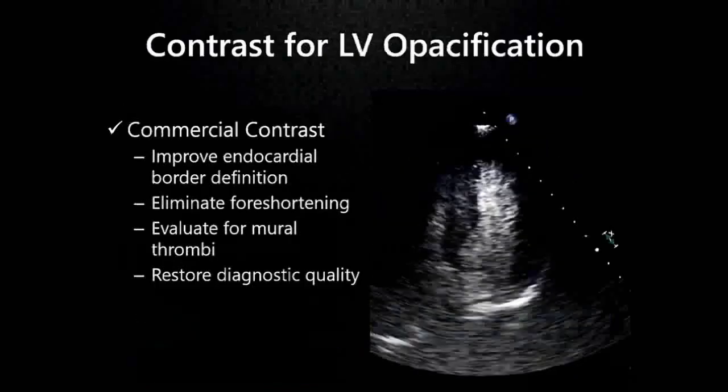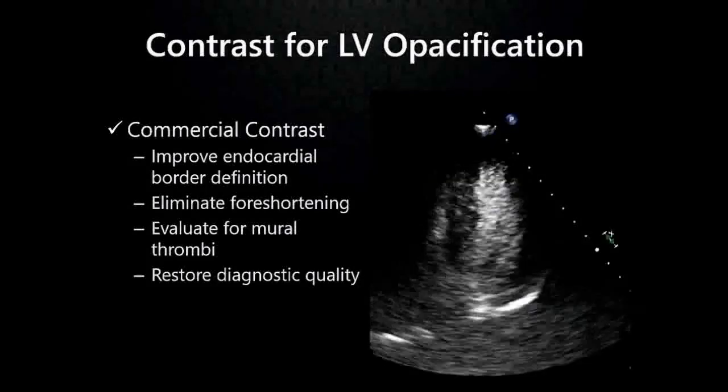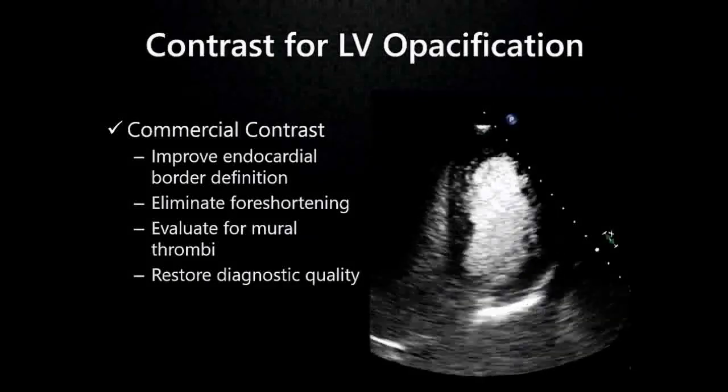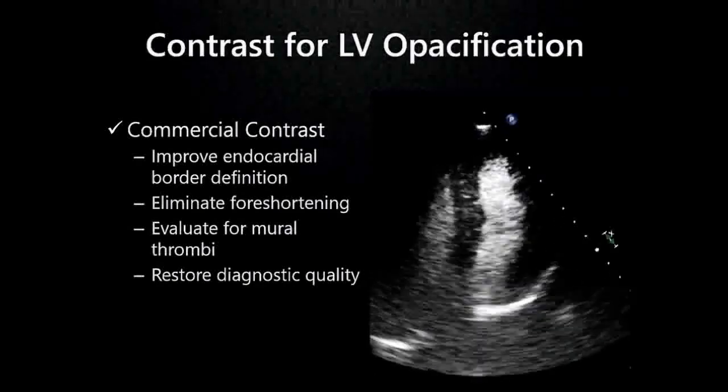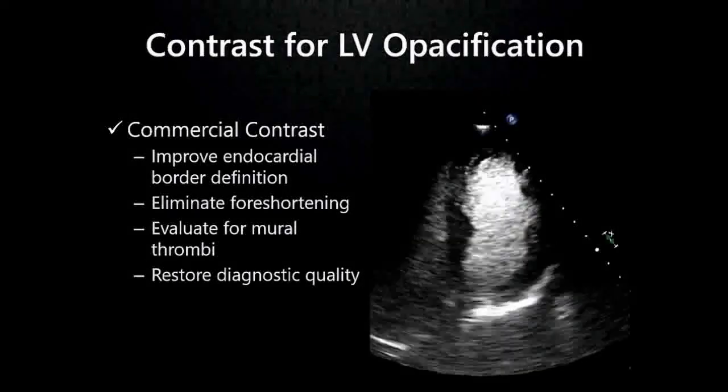Contrast. So there's going to be a separate talk on contrast and the application of it, but I feel like it has an appropriate role in the normal echocardiogram because it restores the diagnostic accuracy of non-diagnostic studies. So it improves endocardial border definition by LV opacification. It helps to eliminate foreshortening because you're able to image the blood pool and bring your images back on axis, as well as evaluate for mural thrombi, and that's not all part of a normal echo. But really, the essence of it is that you're restoring the diagnostic quality of the study by using contrast.